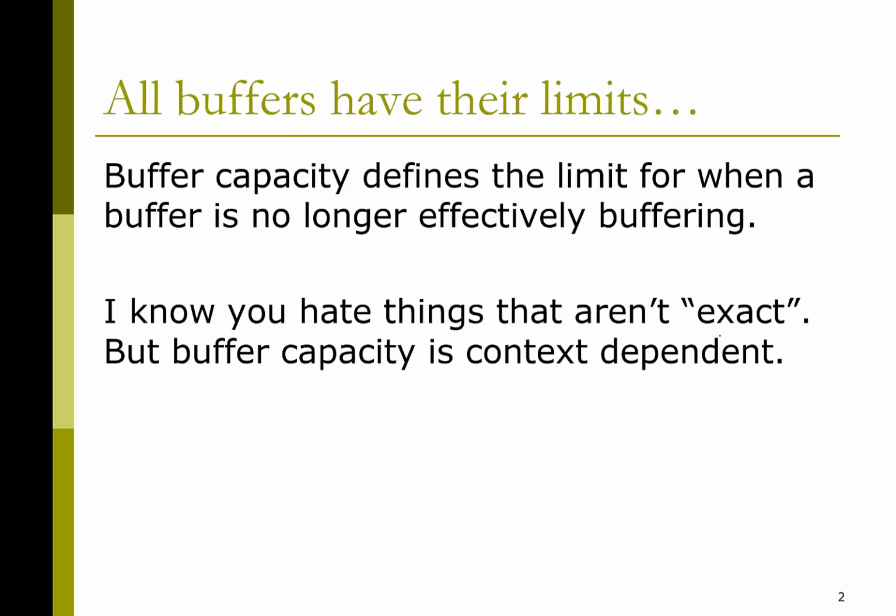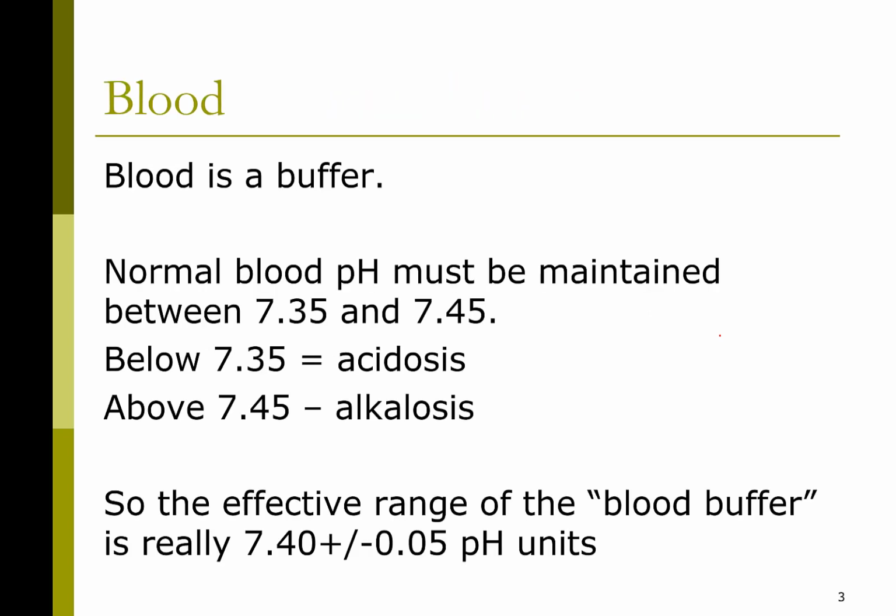The issue with buffer capacity is that all buffers have limits. Buffer capacity is defining what the limit is for a buffer to be effectively buffering. And I know you may hate this because it's not exact, right? But buffer capacity is really context dependent. What I mean by that is if you consider blood, which we mentioned is a buffer, normal blood pH in a healthy individual must be maintained between a pH value of 7.35 and 7.45. If you're on either side of that range, you are ill.